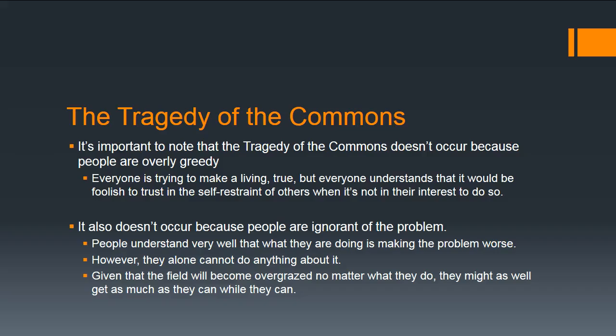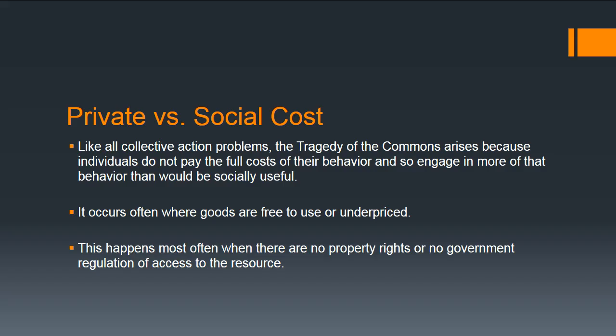So, like all collective action problems, the tragedy of the commons arises because individuals do not pay the full cost of their behavior. And so they engage in more of that behavior than would be socially useful. If you think about it in basic supply and demand versus prices sort of way, when the price of doing something or consuming something goes down, you do more of it. Right? When the price goes up, you do less of it. Now, as it turns out, the price to you and the price to society might be two different things. That is where the collective action problem arises. The price to you and the price to society are not the same thing.